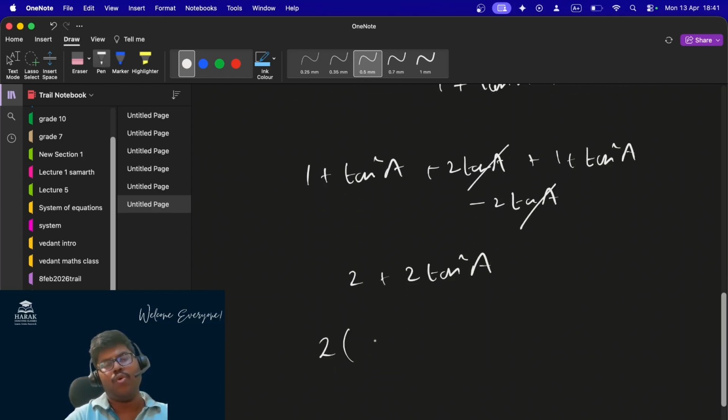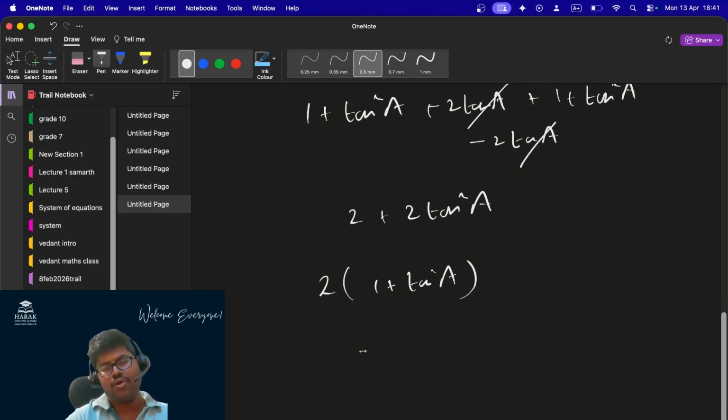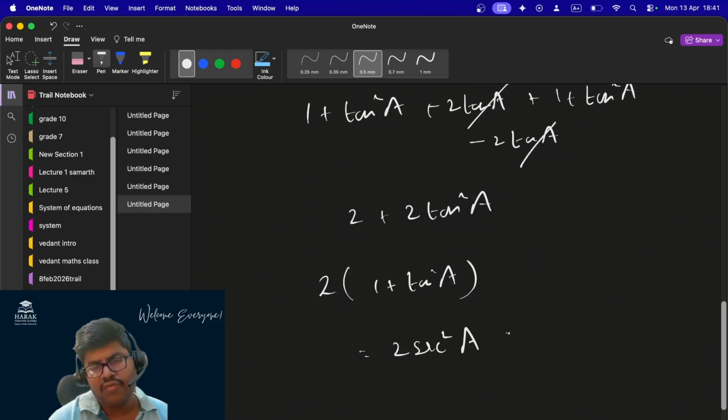2 is common in both, so it would be 2 times (1 plus tan square A), and this is equal to 2 sec square A, right? So this way we have shown it equal to the RHS, and hence we are done with the proof.